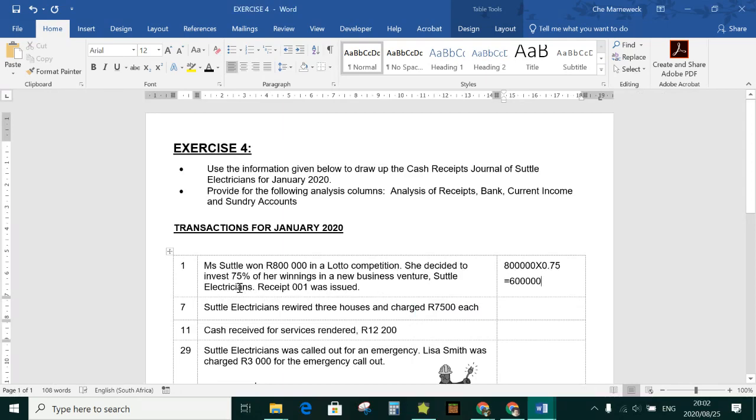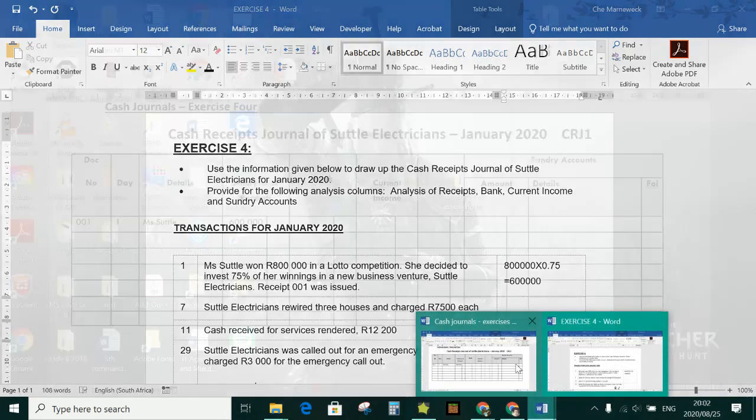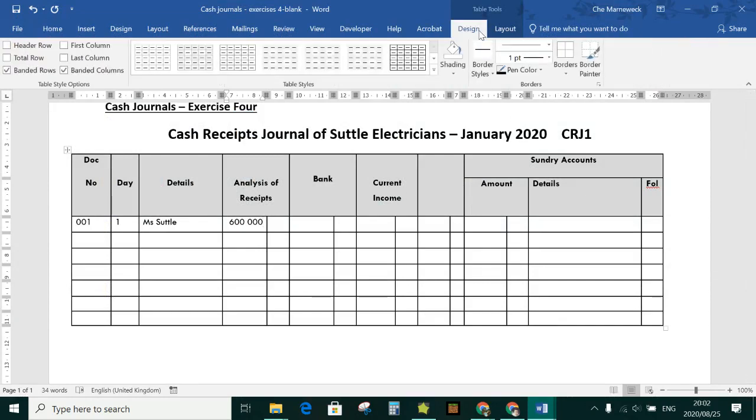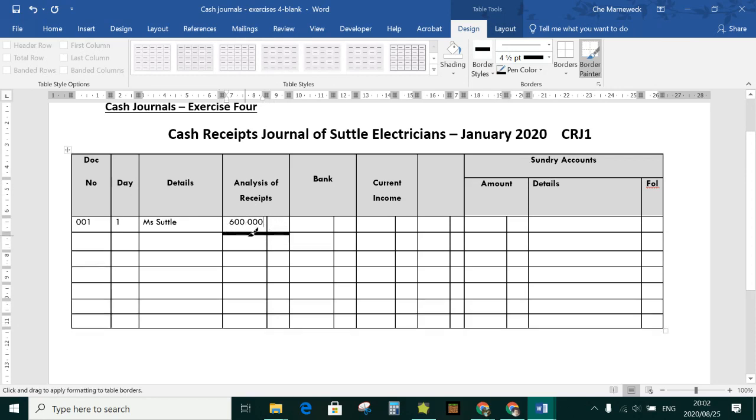No, we don't. So at the end of the day, we total up the money in our column. So at this point, you get out your ruler and we underline the value in analysis of receipts. So at the end of that day, we're going to underline. We then deposit all the money we received on day 1 into the business's bank account.